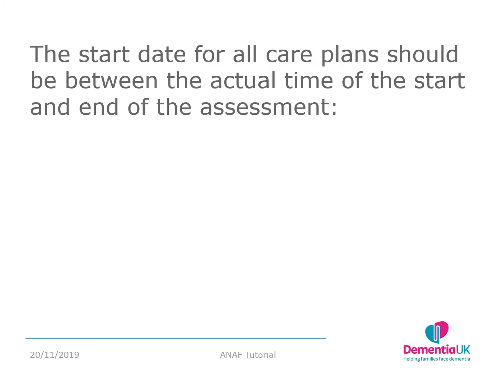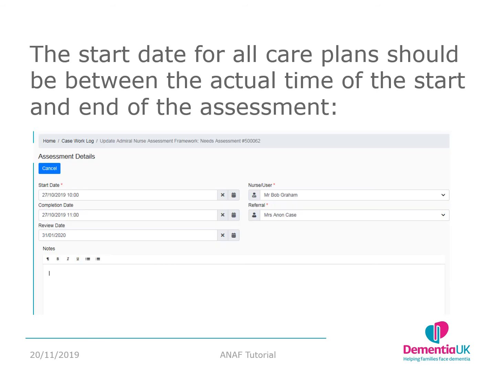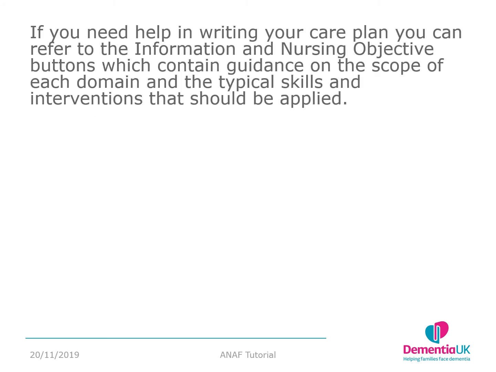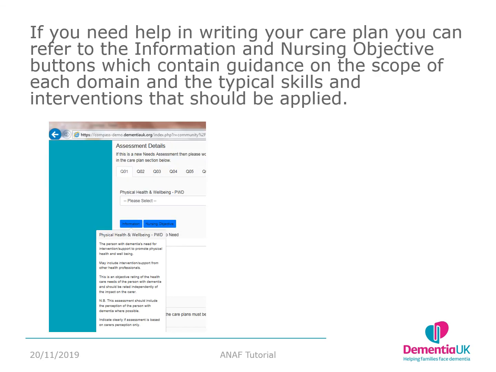The start date for all care plans should be between the actual time of the start and end of the assessment. In the care plan you will see shortly, the dates for the start of the individual care plans fall between the start and the completion date of the whole assessment process. In this case, the 27th of the 10th at 10 o'clock and the 27th of the 10th, 11 o'clock. If you need help in writing care plans, you can refer to the information nursing objective buttons, which contain guidance on the scope of each domain and the typical skills and interventions that should be applied.